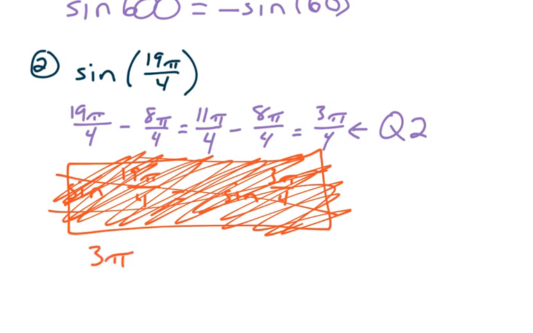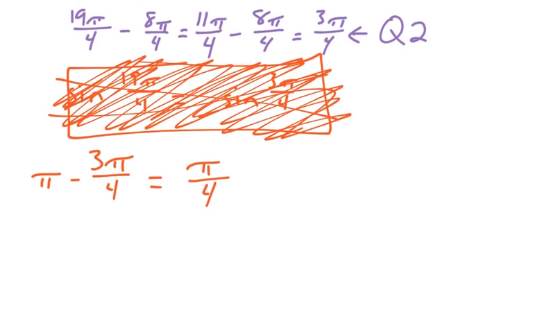So 3 pi over 4 is a quadrant 2 angle. And if it's in quadrant 2, remember we take the negative x-axis, in this case, is pi. So 1 pi minus 3/4 pi is 1/4 pi, so pi over 4. That's a quadrant 1 angle. So now we can write our answer.